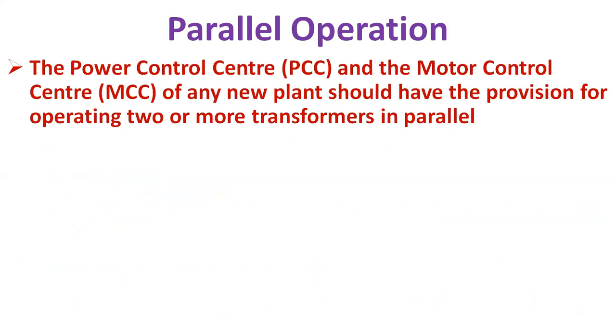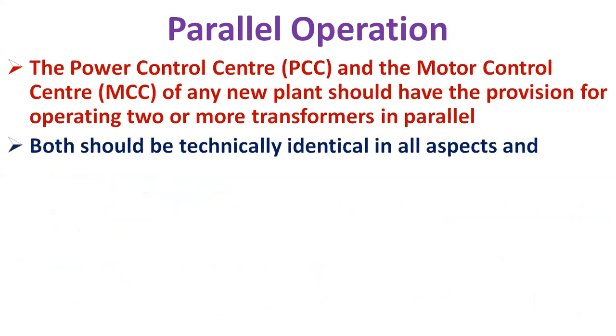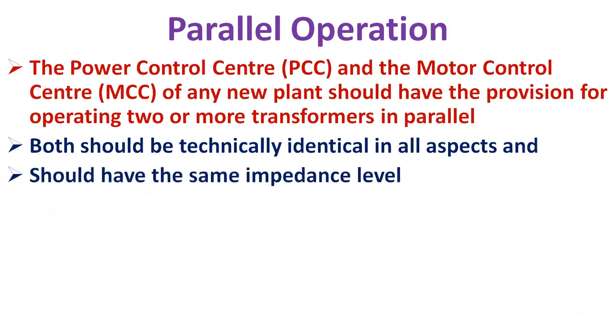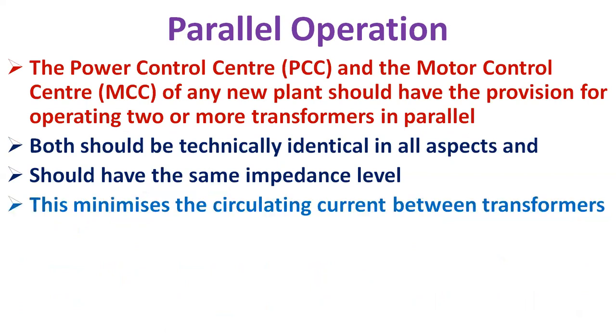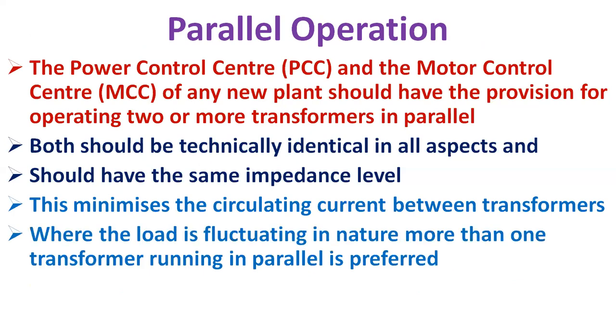Then the parallel operation of transformers is very important when it comes to energy conservation aspects. The design of the power control center PCC and the motor control center MCC of any new plant should have the provision for properly operating 2 or more transformers in parallel. Additional switchgears and bus couplers should also be provided at the design stage. Whenever 2 transformers are operating in parallel, both should be technically identical in all aspects and more importantly, should have the same impedance level. This minimizes the circulating current between the transformers.